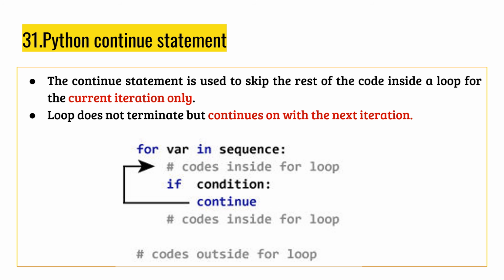So the break statement breaks the complete loop and goes out, but the continue statement skips only the particular iteration and continues the loop. So this is the difference between break and continue.